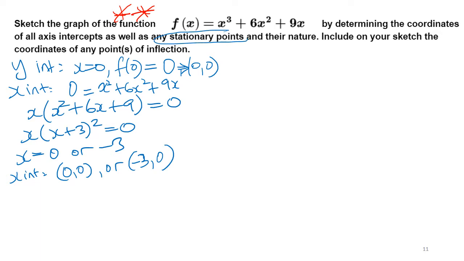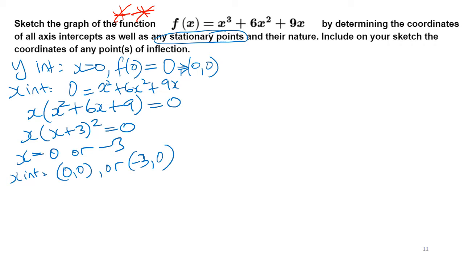Okay, let's find the stationary points. What do we need to find the stationary points? Well, we need the first derivative, and we also need the second derivative. The first derivative will help me find the points where the gradient is equal to 0, and the second derivative will tell me the concavity. What sort of stationary points are they? All right, so let's have a look at this.